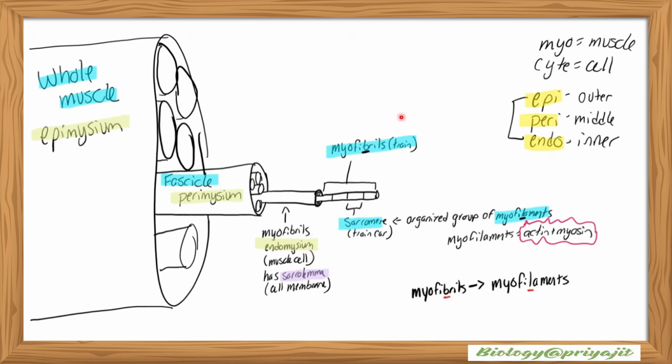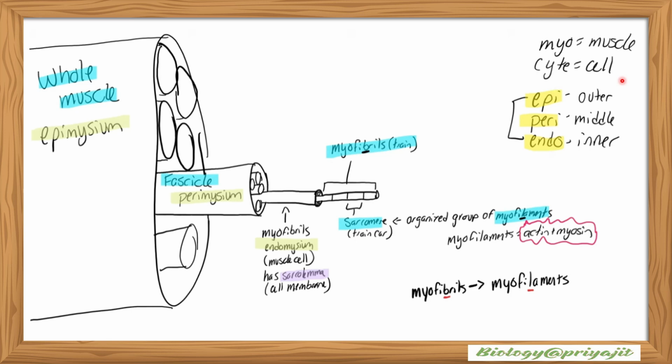So the myofibril is just like a train, and the sarcomere is the train car or the compartment of a myofibril. The sarcomere is basically the organized group of myofilaments. They are made up of actin and myosin. So myofibrils are bigger and myofilaments are the protein component of the myofibril. So myo means muscle and cyte means cell. So myocyte means muscle cell.